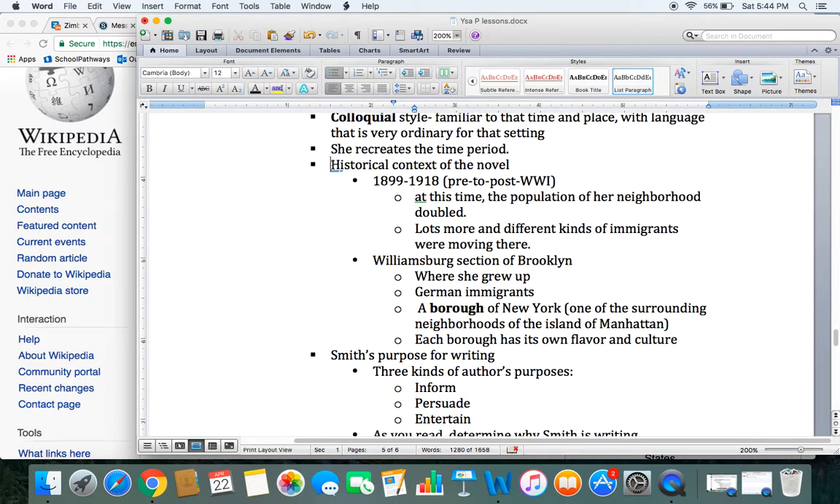The historical context of the novel is that it takes place between 1899 and 1918, which is pre to post World War I. At this time, the population of her neighborhood more than doubled, and lots more and different kinds of immigrants were moving there. So as you can imagine, there was a lot of change going on. She grew up in a borough of New York.